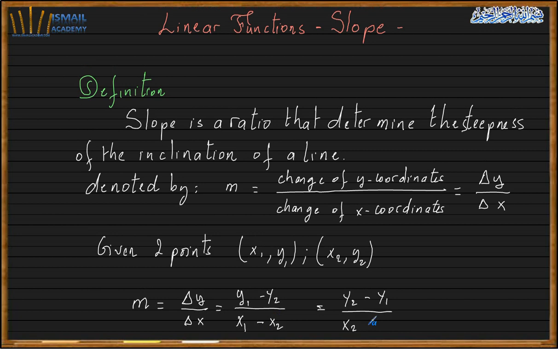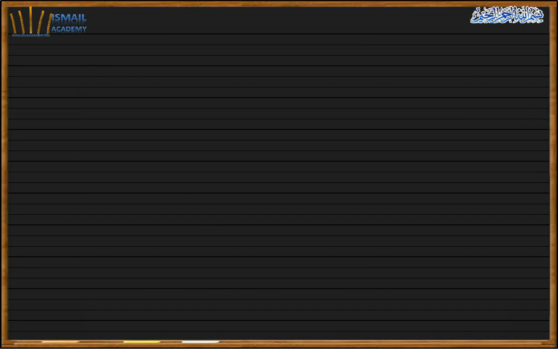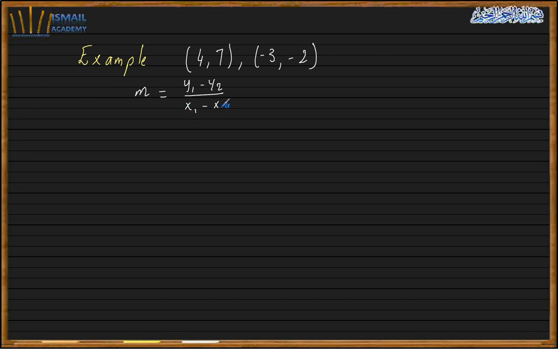So let me give you an example of a line that passes by those points, 4, 7 and minus 3, minus 2. So m is the change of y. We have y1 minus y2 over x1 minus x2. So this is my y1, this is y2, x1, x2. So it's going to be 7 minus minus 2 over 4 minus minus 3. This is the same thing as 7 plus 2 over 4 plus 3. So it's going to be 9 over 7.